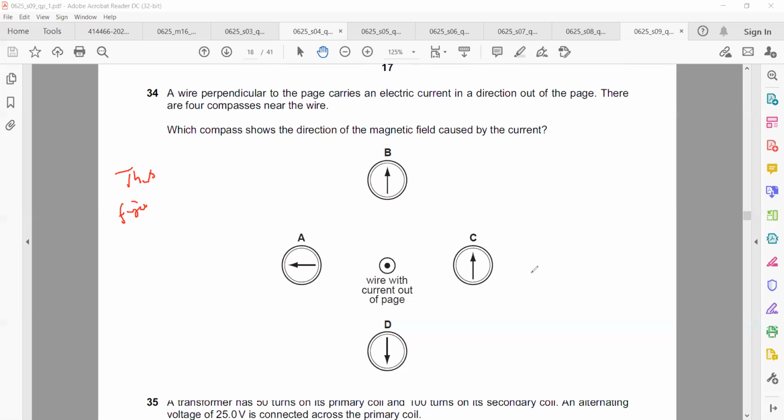So which one correctly shows this? With the right hand, the thumb points in the direction of current and the fingers will turn around. So when you use the right hand, this is how your magnetic field will appear. So which one is showing the correct answer? C is showing the correct answer.